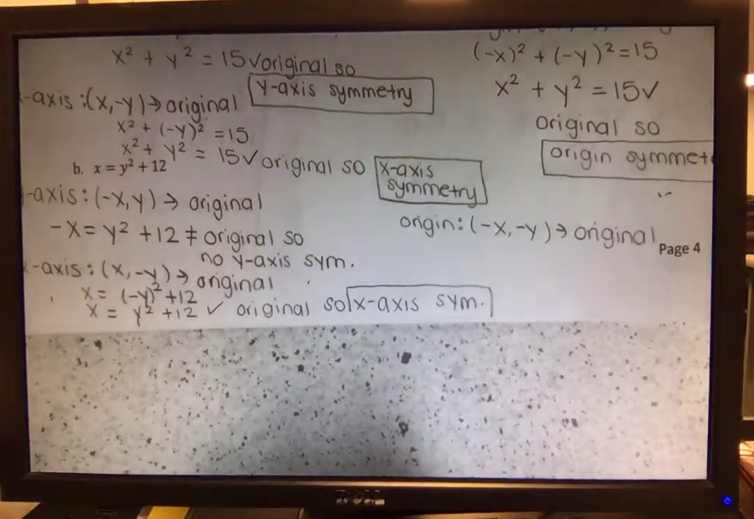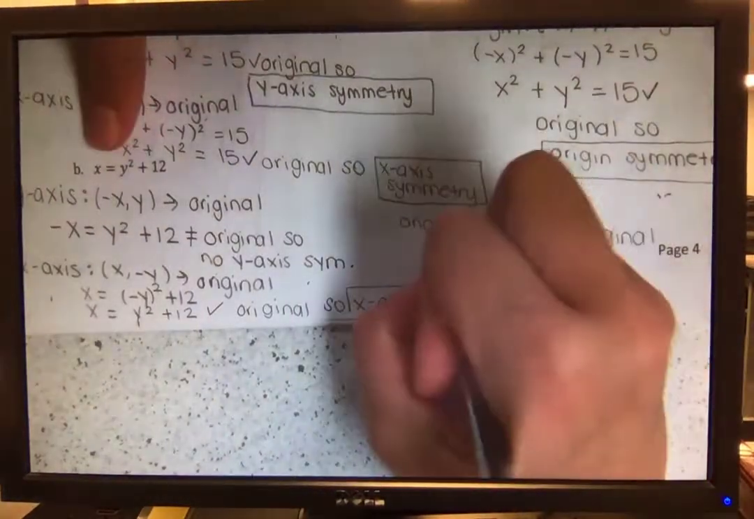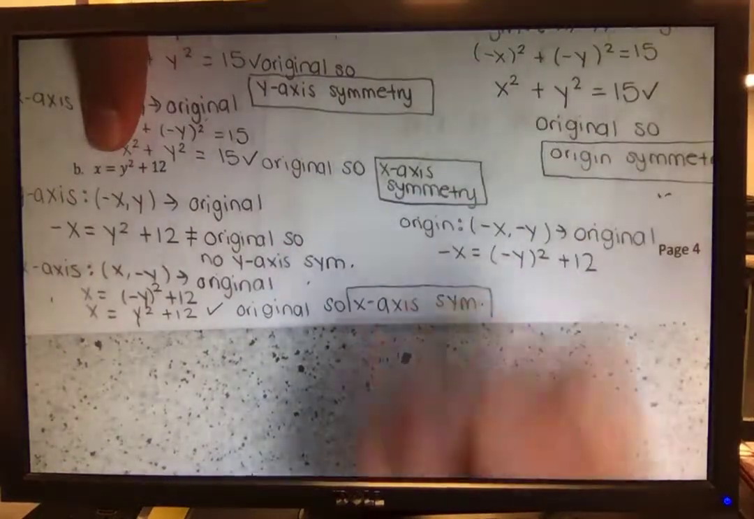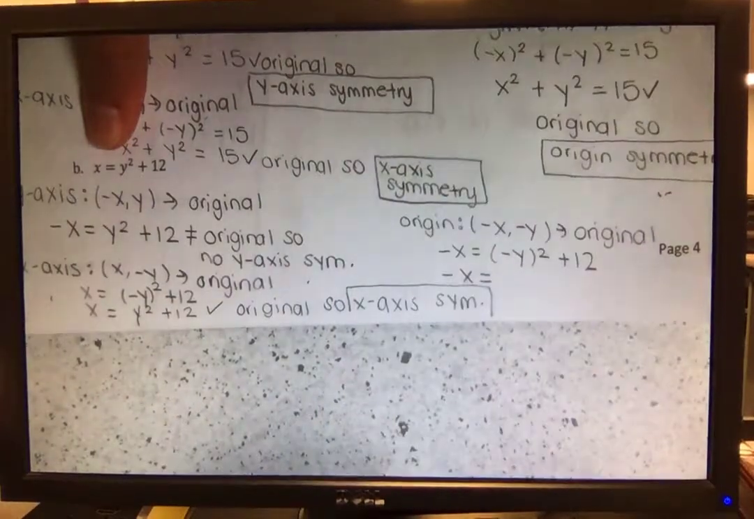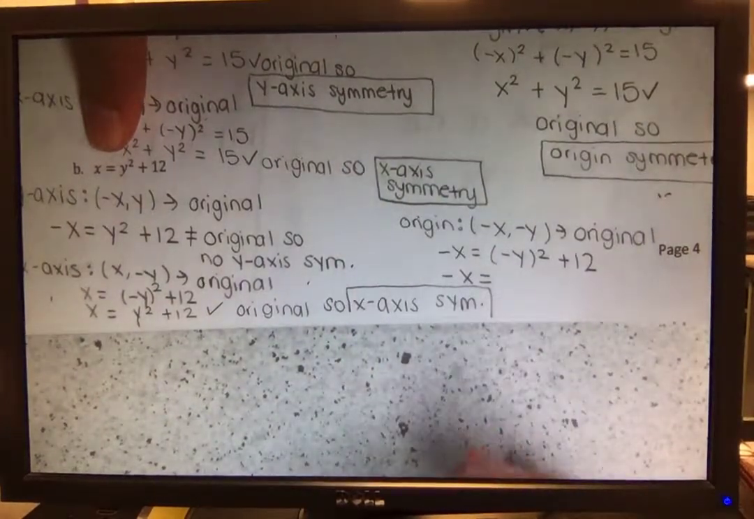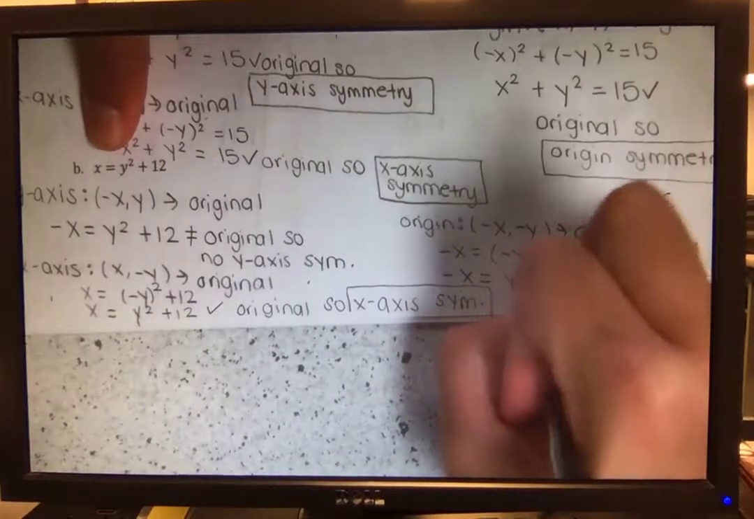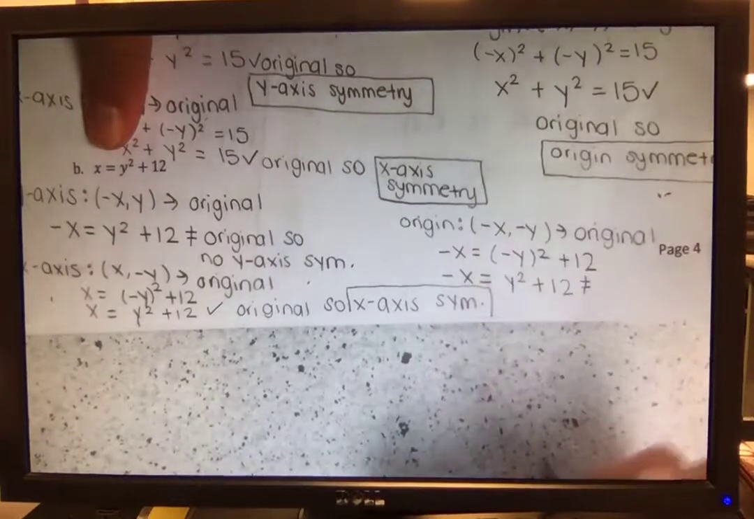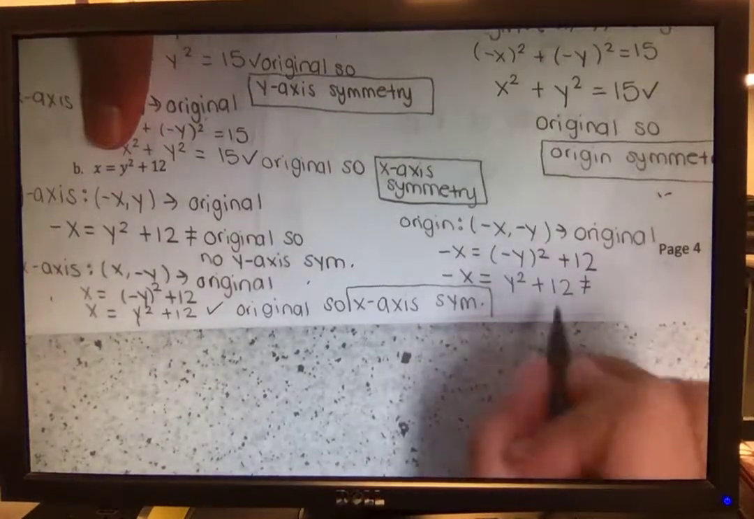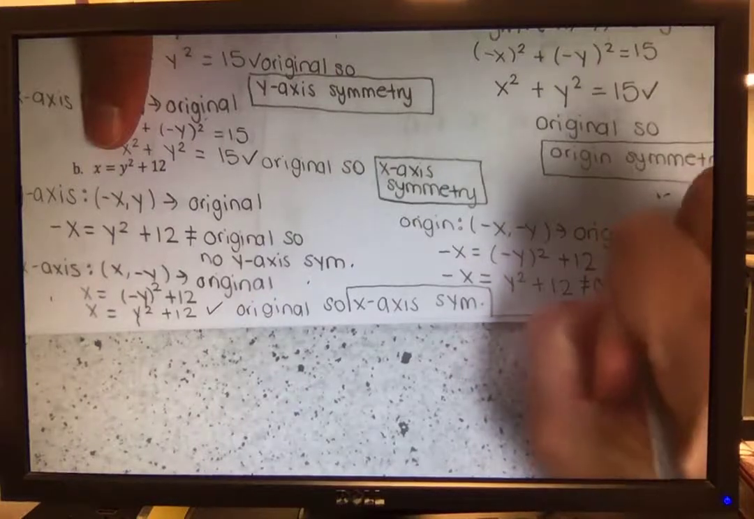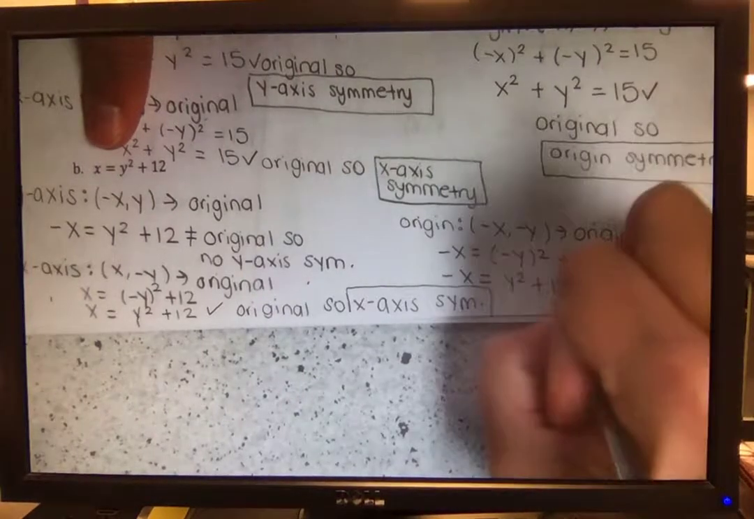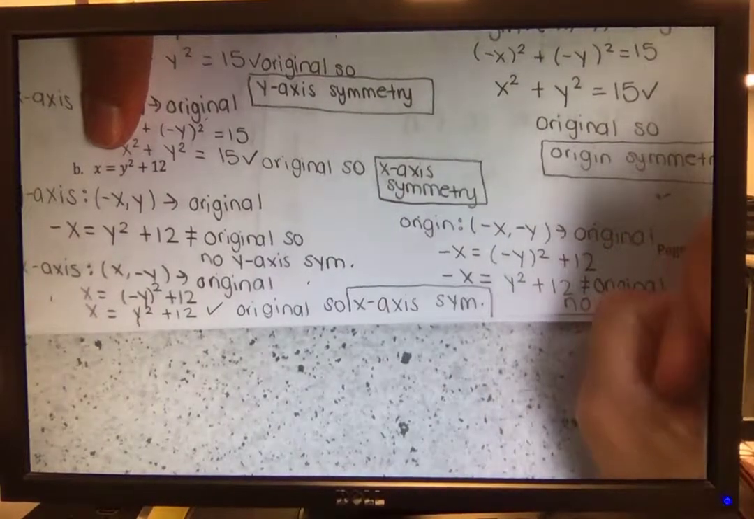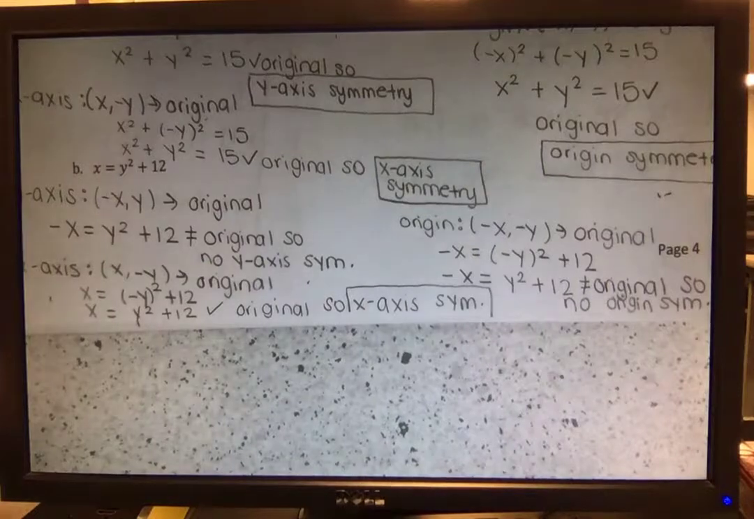So plugging in negative x and negative y to see if we get the original out. Negative x equals negative y squared plus 12. I can't do anything to get rid of that negative x, so it's going to stay negative x. Negative y times negative y is positive y squared plus 12. So we have negative x equals y squared plus 12, which is not the original, so no origin symmetry. So example B only has x-axis symmetry.